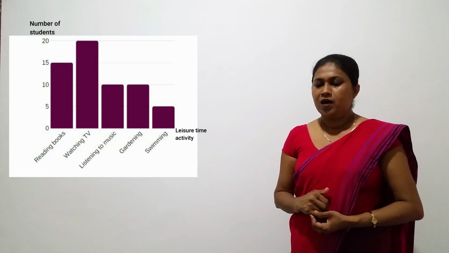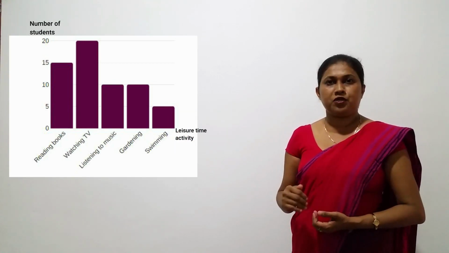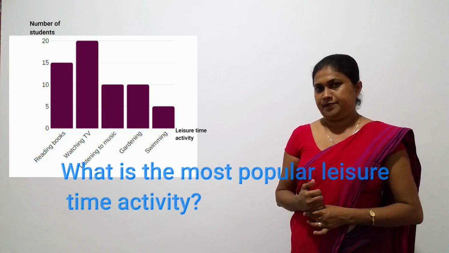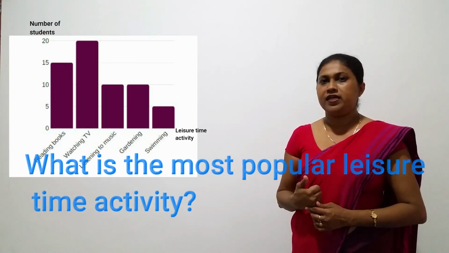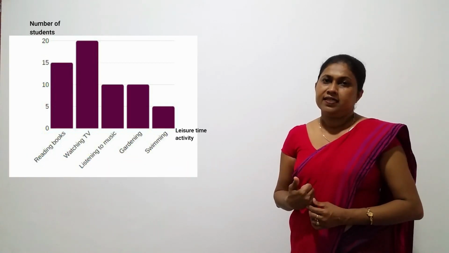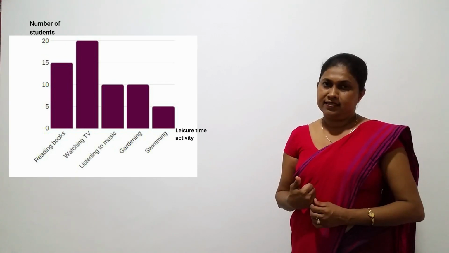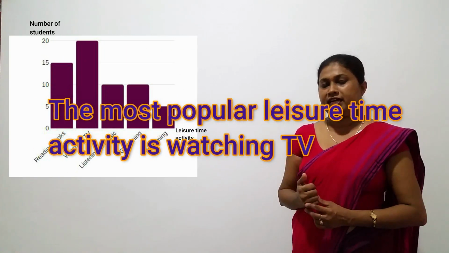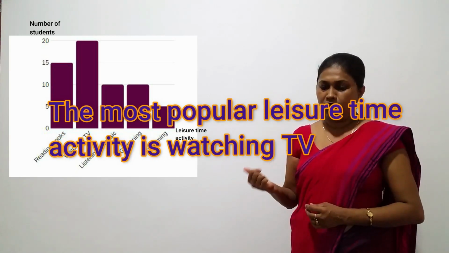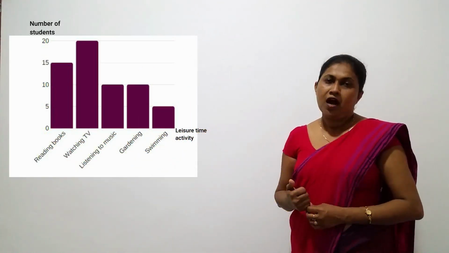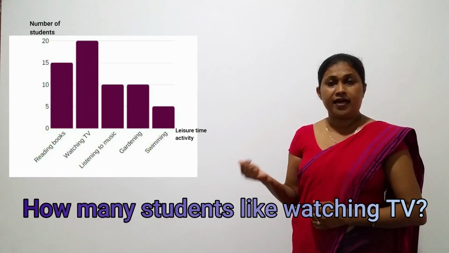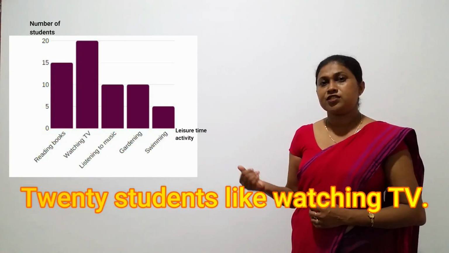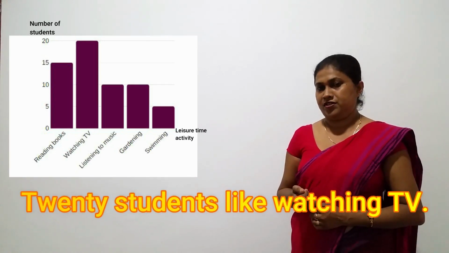The first one, most. We can ask a question like this. What is the most popular leisure time activity? Then you can write the answer: The most popular leisure time activity is watching television. How many students like watching television? Then you can write: 20 students like watching television.